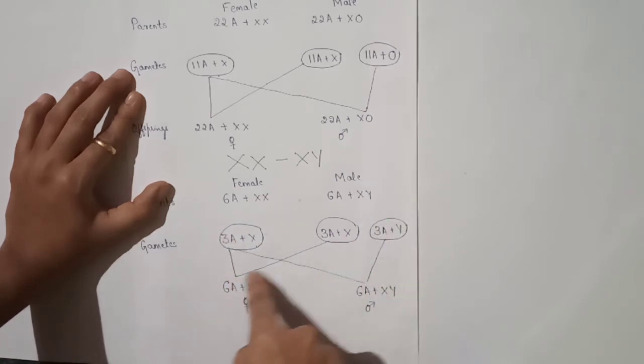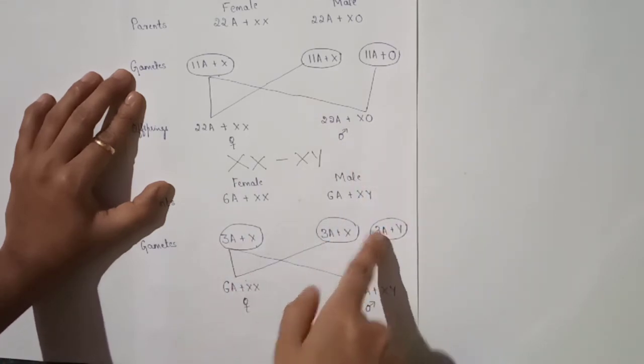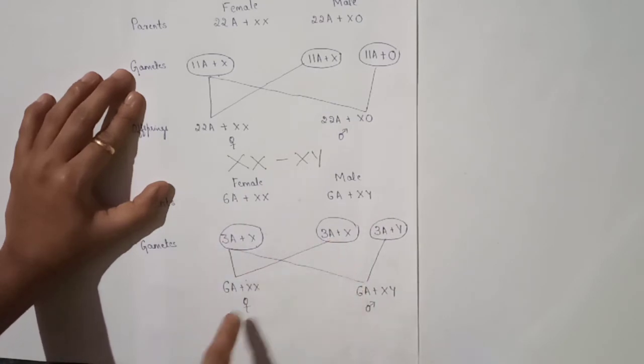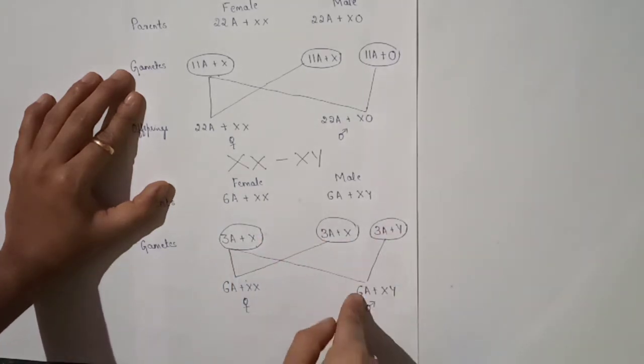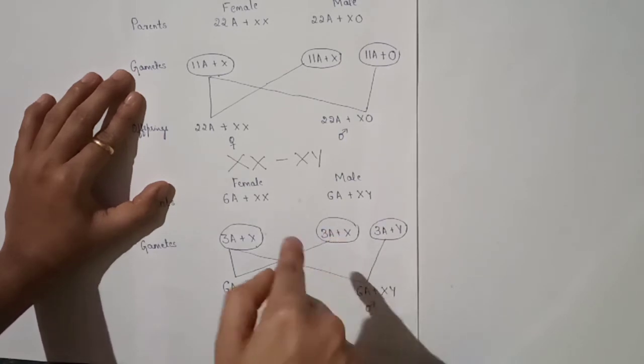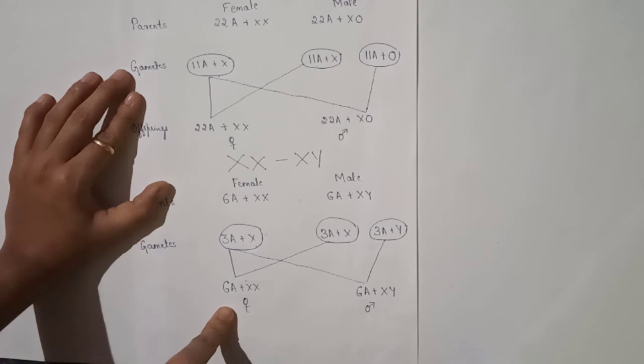This egg has a 50% chance to fertilize with this sperm or this sperm. Suppose it is fertilized with this sperm, then the offspring becomes female because its genetic constituent is 6 autosomes and XX chromosomes. Whereas if this egg cell is fertilized with this sperm, then the offspring consists of 6 autosomes and X and Y allosomes. Then the organism becomes male. Here also, the genetic constituent of the sperm decides whether the organism is female or male.